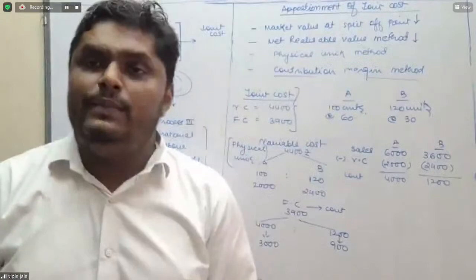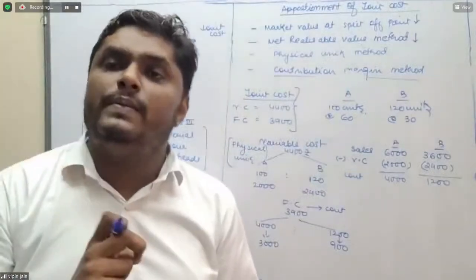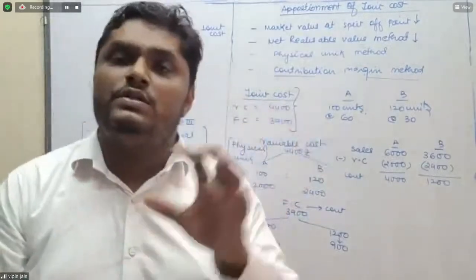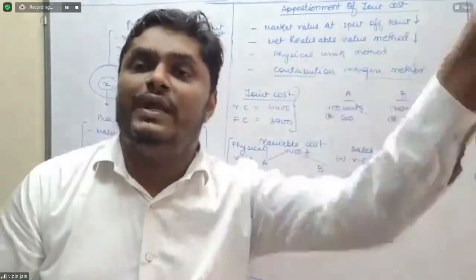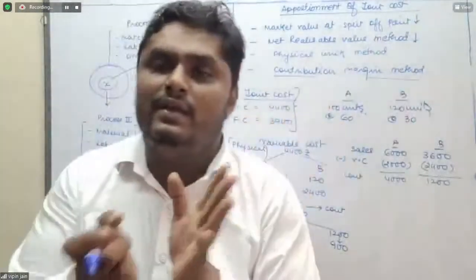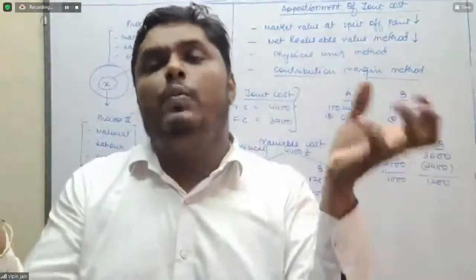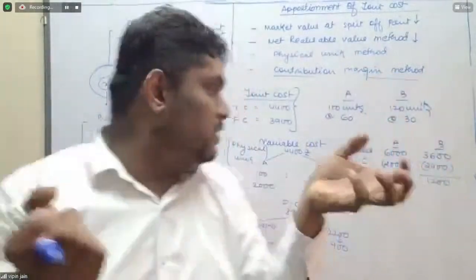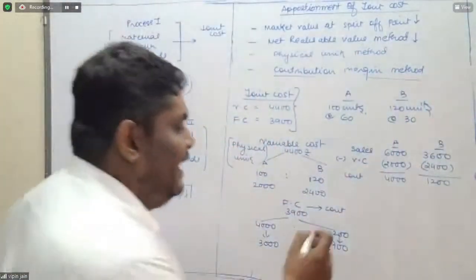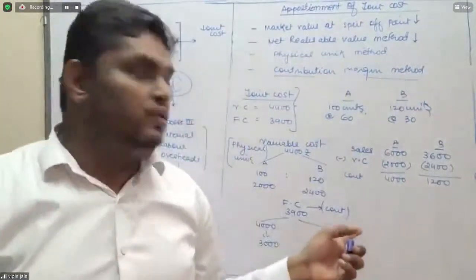So in the contribution margin method, some hints will be given in the question as regards variable cost and fixed cost. This is an indication that you can apply the contribution margin method. And in the contribution margin method, the cost will be divided in two parts, that is fixed cost and variable cost. Variable cost will be apportioned in the ratio of physical units, and fixed cost will be apportioned in the ratio of contribution.